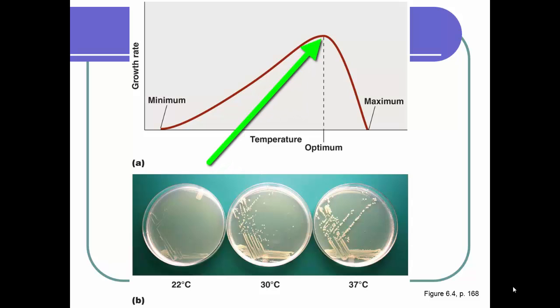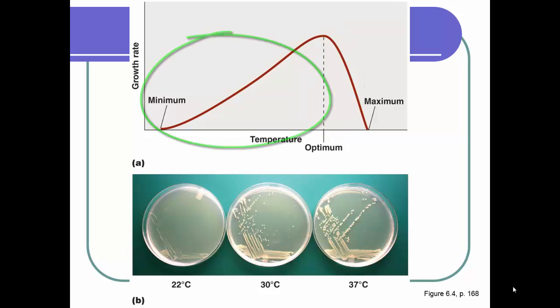The optimum temperature is the best growth rate. The maximum temperature is where we still would have some growth, not good growth necessarily, but some growth, and the minimum temperature is the same thing. You'll notice that this graph is somewhat skewed. Higher temperatures tend to break down proteins and lipids much more quickly than cold temperatures.